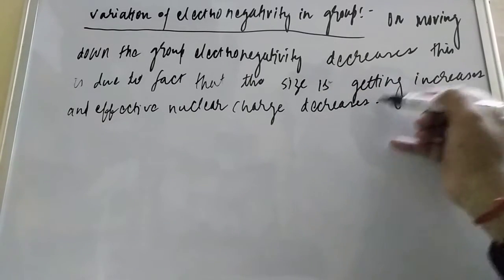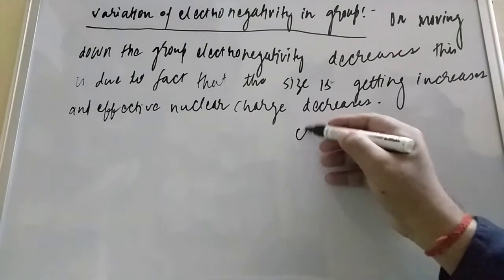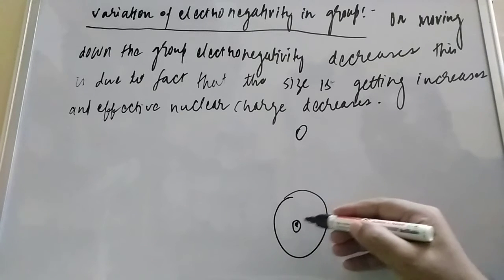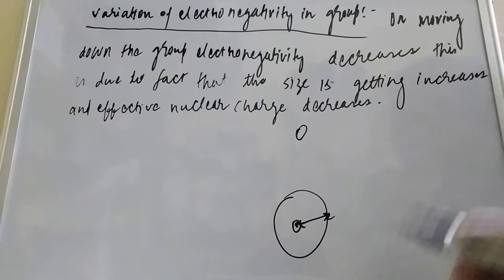Dear friends, what we are going to understand in this concept is that when you are moving down the group, the size is increasing. Size is increasing means the force of attraction between the nucleus and the outermost electron is also decreasing.